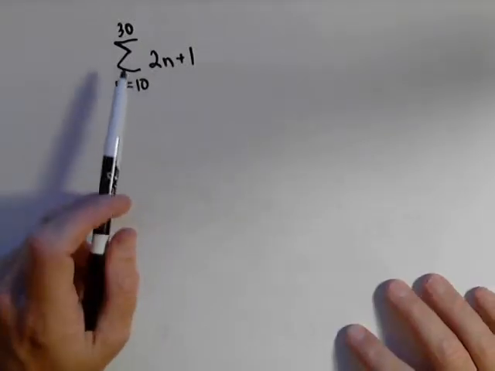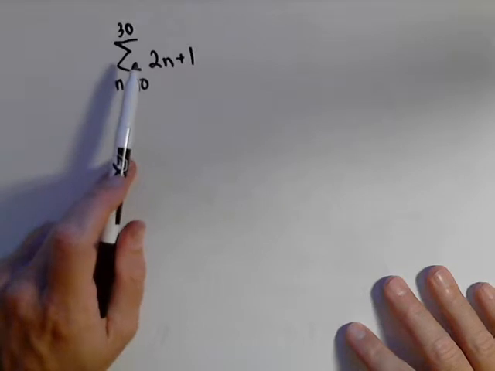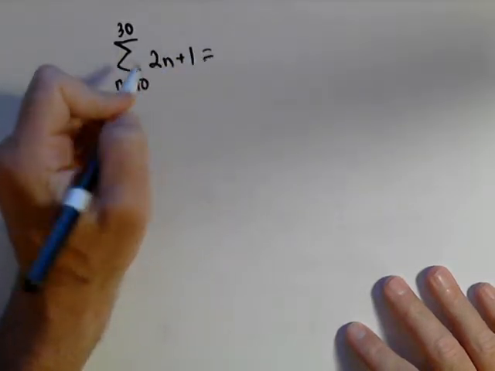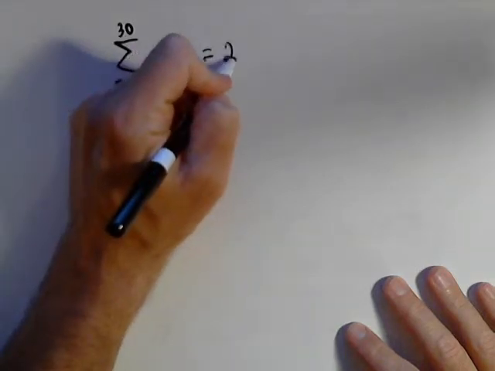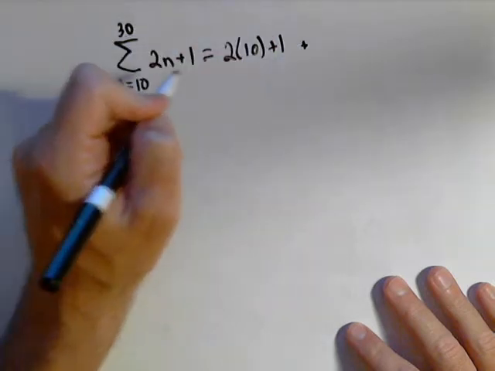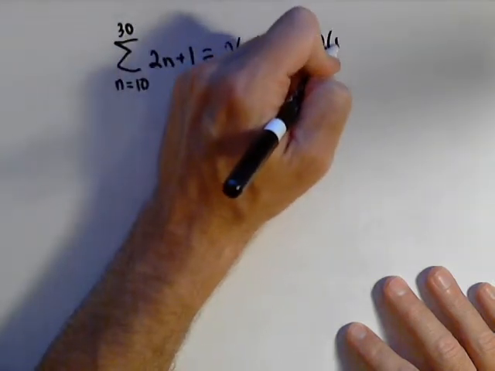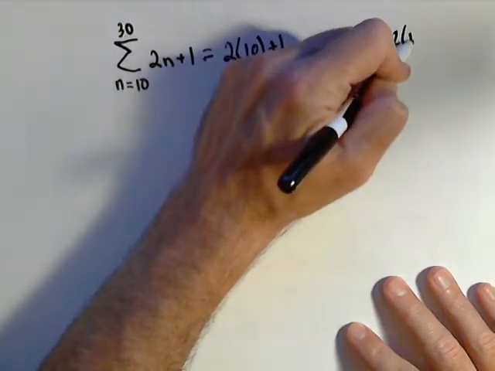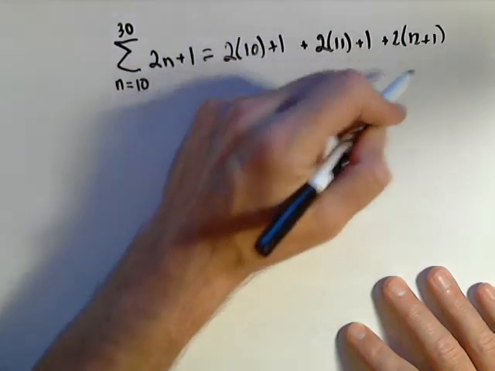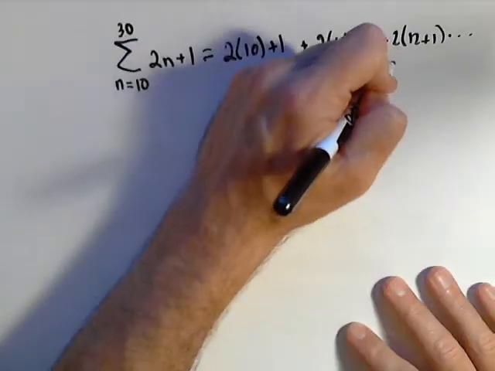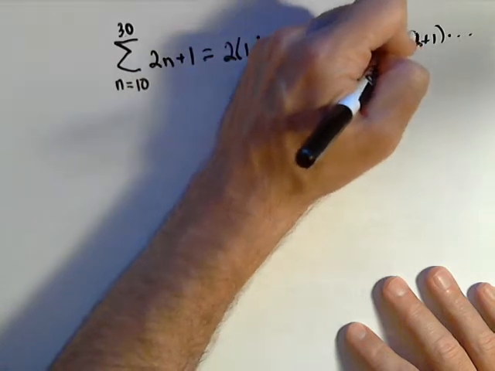So when we have summation notation, we're summing up a bunch of numbers. So for instance, if we wanted to work this out, we'd plug 10 in to get our first one. So 2 times 10 plus 1 is our first term, plus that goes up by 1 every time. 2 times 11 plus 1, plus 2 times 12 plus 1, so on and so forth. And we would end with 30.